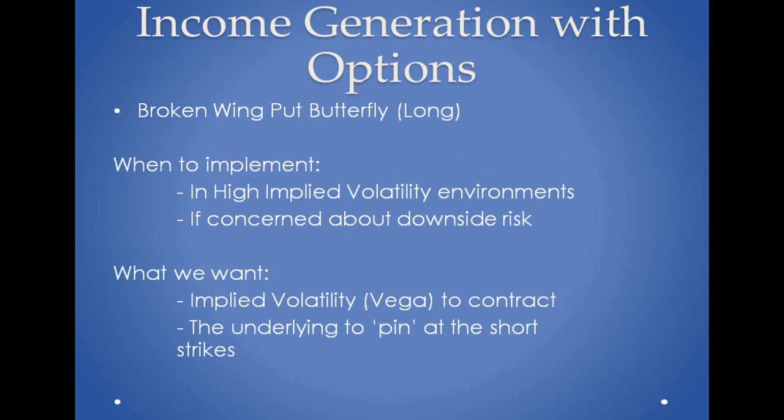The broken wing butterfly we again want to implement in a high implied volatility environment, and if we're concerned about the downside risk. What we want is the implied volatility, that vega again, to contract. In all of these strategies, we're looking for the vega to contract. And in this particular put butterfly with the broken wing, we want the underlying to pin right at our base, or our two short strikes.